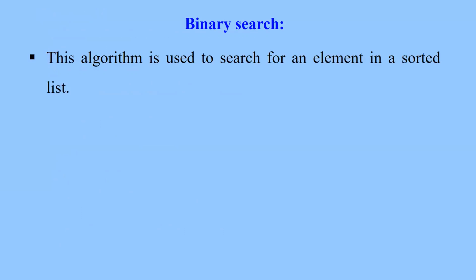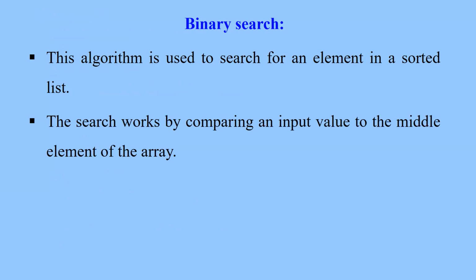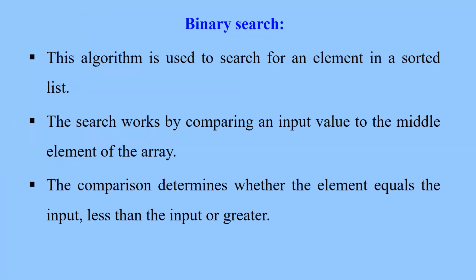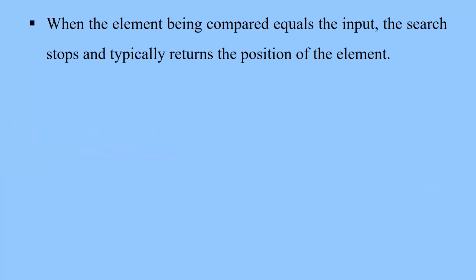Let's now move on to binary search. This algorithm is used to search for an element in a sorted list. The search works by comparing an input value to the middle element of the array. The comparison determines whether the element equals the input, is less than the input, or is greater than the input.